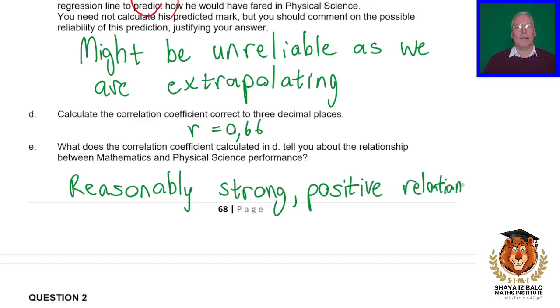Okay, and what we mean by a positive relationship is that if someone does well in maths, they're likely to do well in science as well.